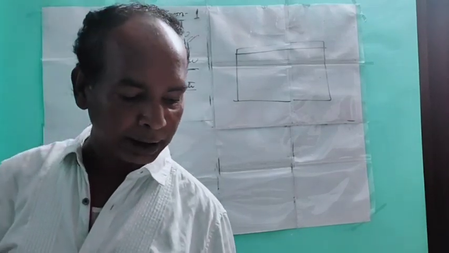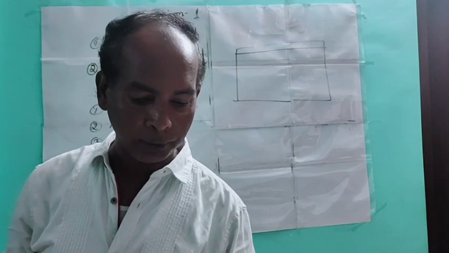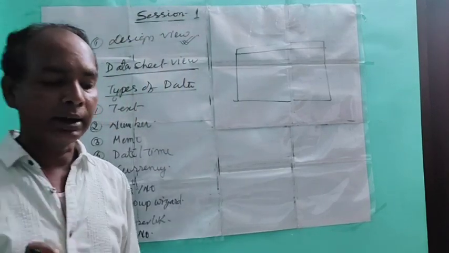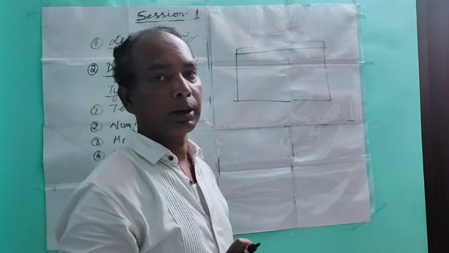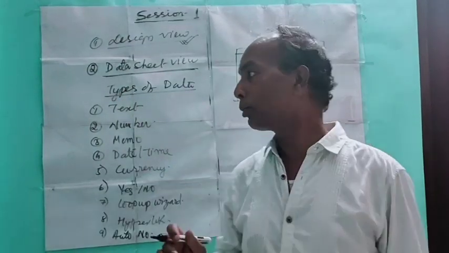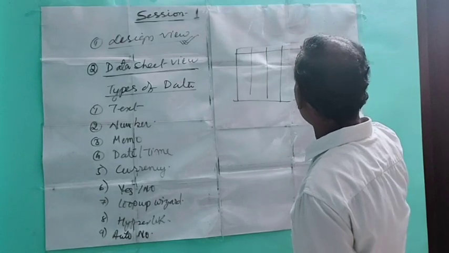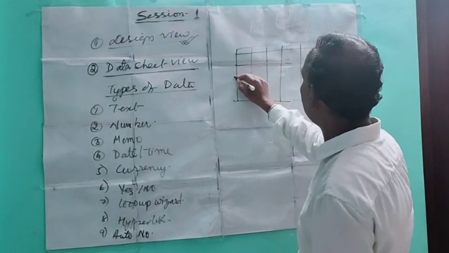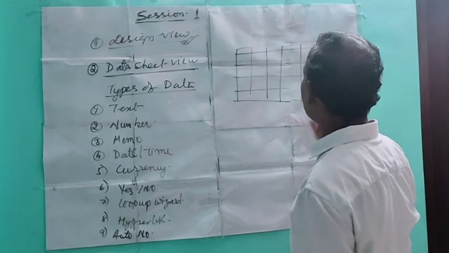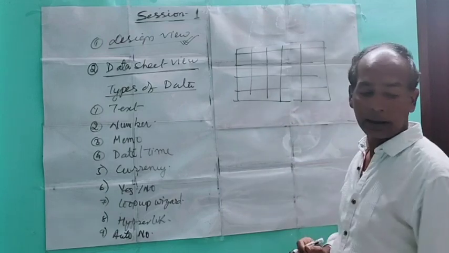So a database is made up of tables. Tables are the building blocks of a database. Here in the database we can create tables. Tables are in rows and columns.